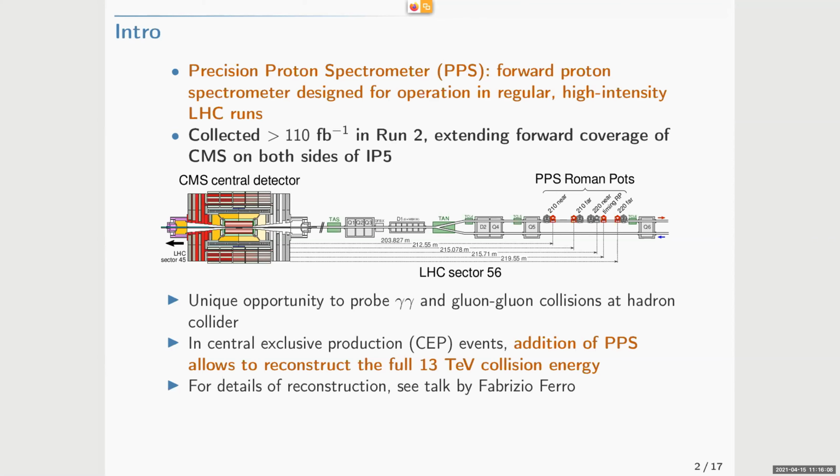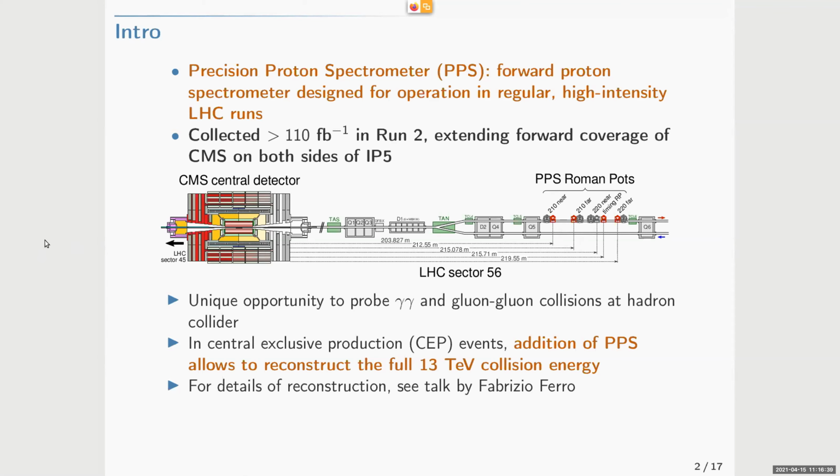The idea here is that this subdetector is essentially extending the forward coverage of CMS on both sides from the interaction point. You can see here the schematic layout of various CMS subsystems in the tunnel. This is the central part of CMS, and we have PPS Roman Pots sitting at around 220 meters away from the interaction point. Only one arm is being shown, and on the left arm exactly the same happens.